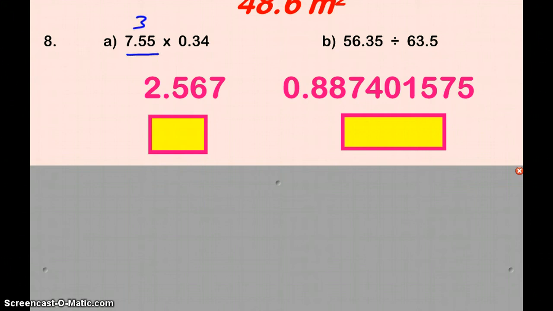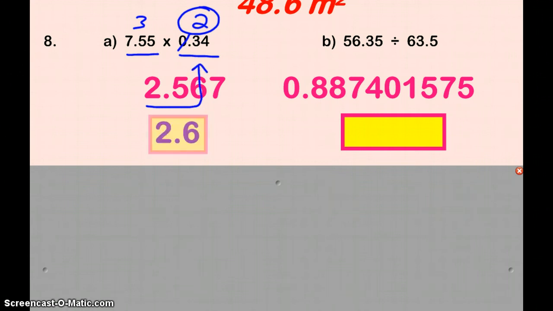7.55, 3 sig figs. 0.34, 2 sig figs. That 0 in front is cosmetic. And so my answer can only have two numbers, 2 sig figs. So this 2.567 needs to get rounded appropriately. So 2.5 are the two numbers I need, but the 6 says round that up. And so my answer is going to be 2.6.